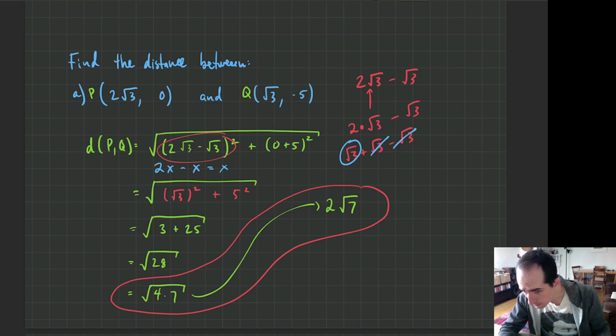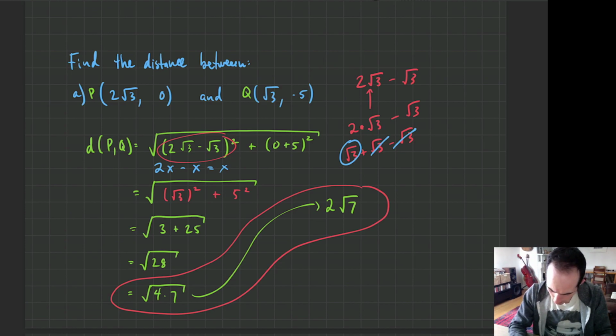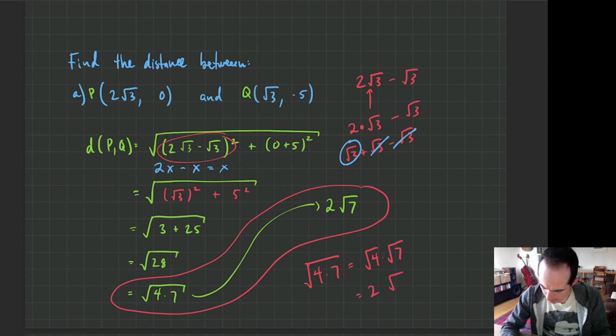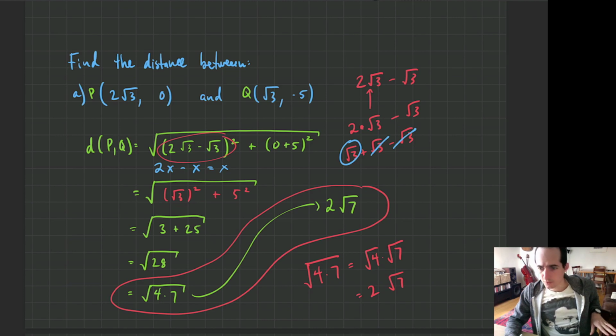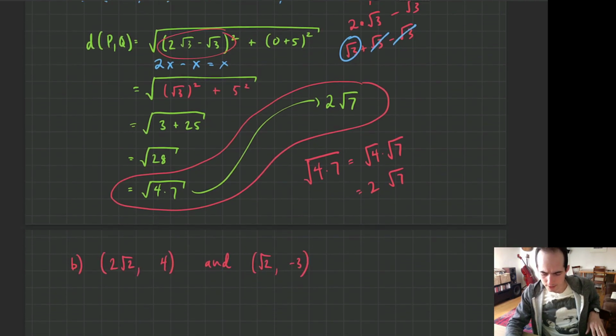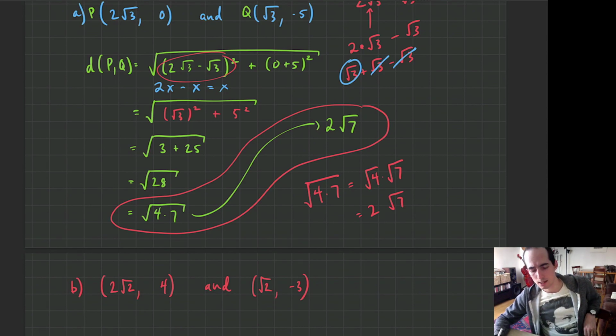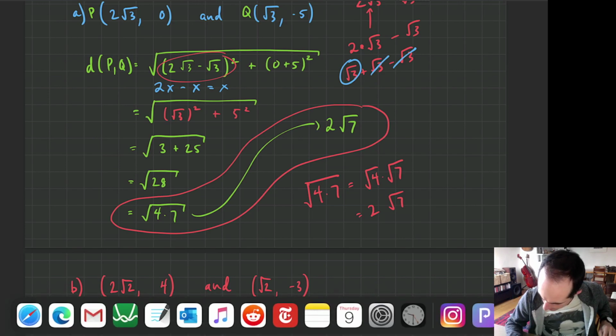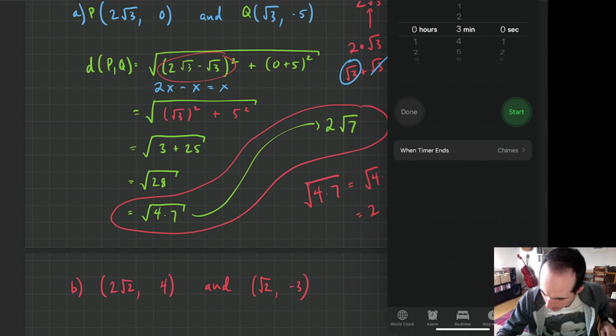Let's do this. So the square root of 4 times 7 is equal to the square root of 4 times the square root of 7, which is equal to 2 times the square root of 7, right? Because the square root of 4 is just 2. So that's where that came from. I'm going to give you 3 minutes to try this problem, and then we'll take it from there. I'll set the timer, and you can get started. Go ahead.